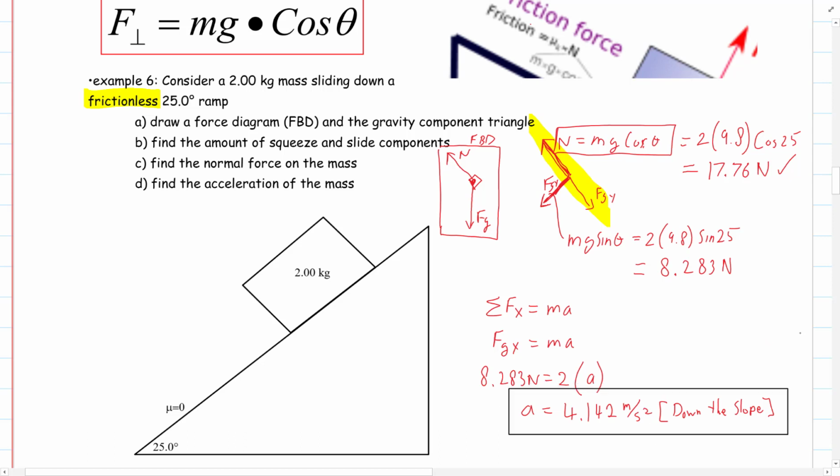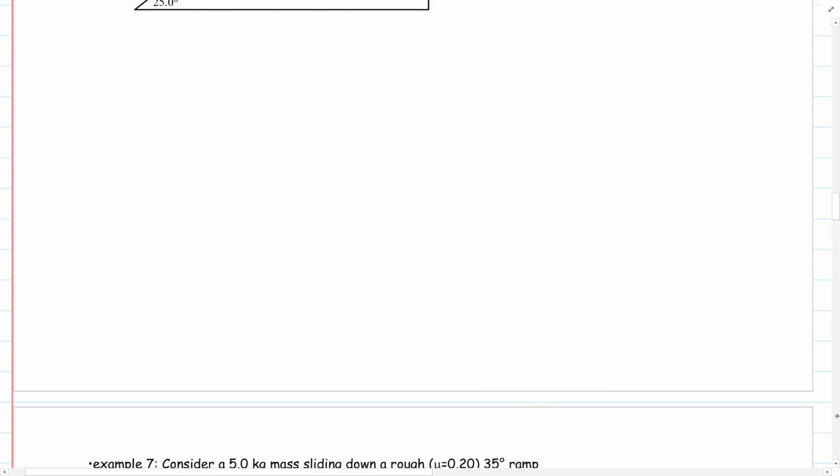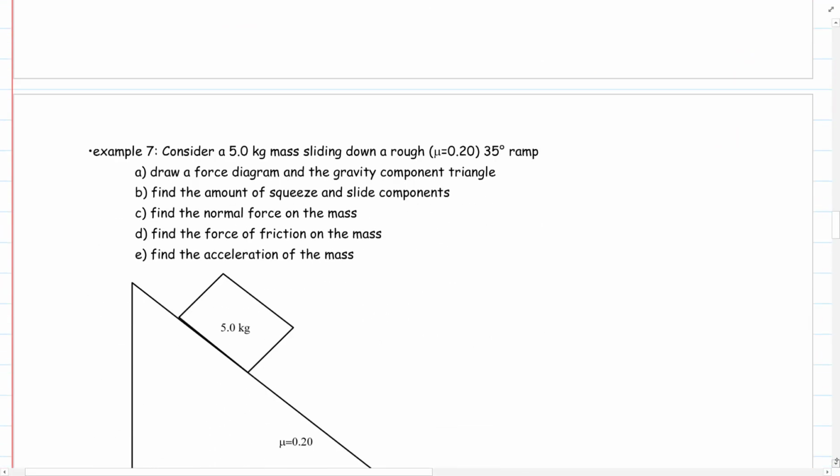Wow. So if we just took away the slope, it would fall at 9.8 this way. But because it's on a slope, it's going to dilute the gravity. Instead of 9.8, it's only going to go at 4.1. Cool. Next.